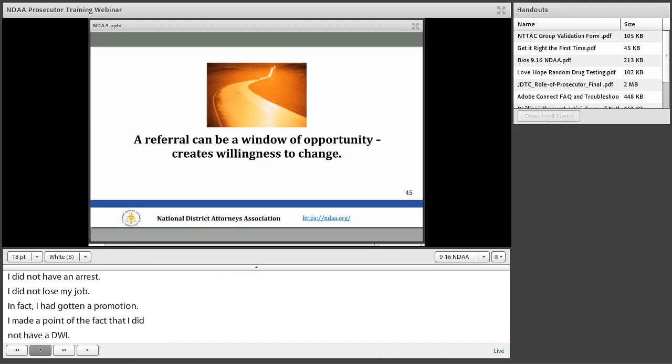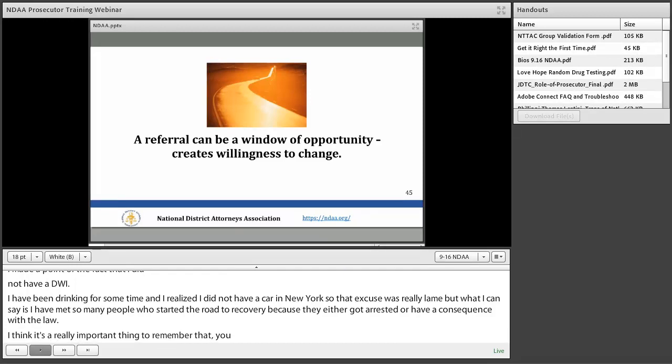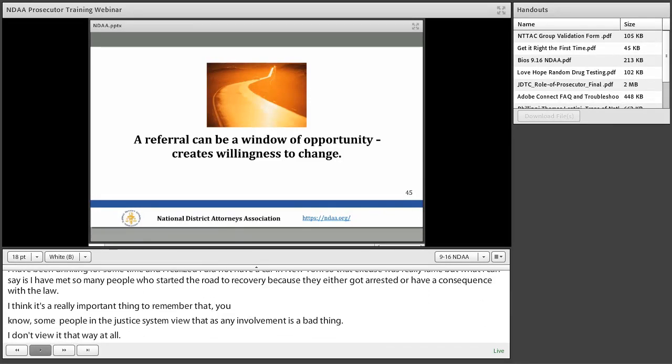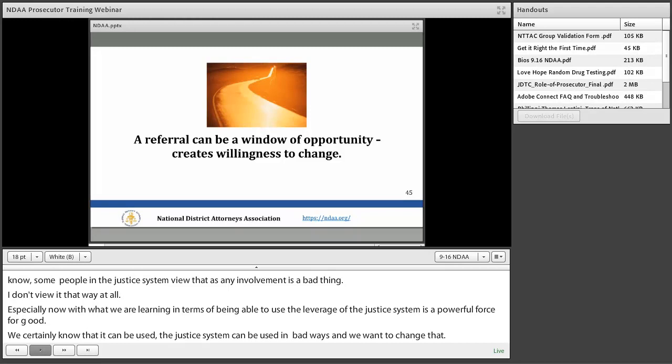But what I can say is that I've met so many people who started their road to recovery because they either got arrested or had a consequence with the law. So I think it's a really important thing to remember that some people just view any involvement with the justice system as a bad thing. And I don't see that at all, because I think it is a way, especially now with what we're learning, of being able to use the leverage of the justice system as a powerful force for good. We certainly know that the justice system can be used in bad ways, and we want to change that. We have to realize that the potential for that exists, but what we can do in our work is make sure that we are using the leverage of the justice system to turn lives around in a positive way.